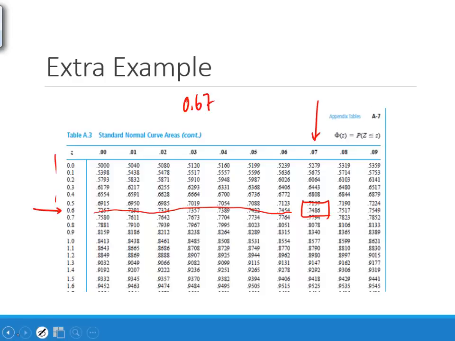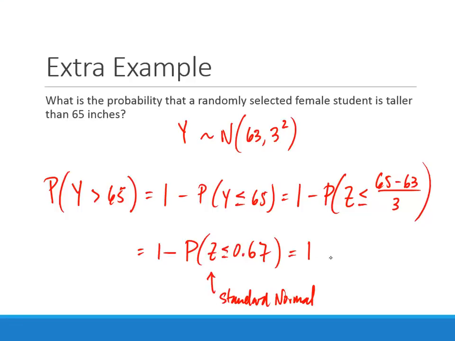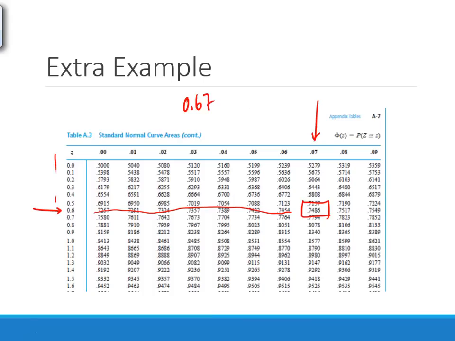So this is 1 minus 0.7486, or 0.2514. Okay, so this is nothing new. You've been doing this a few times. You did it a lot in your homework, I think. So I won't spend any more time on that.